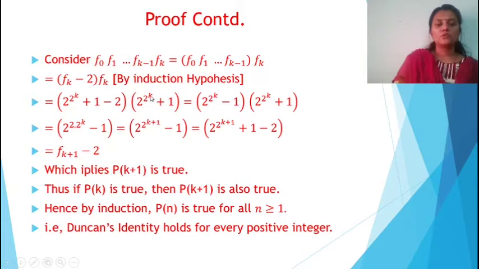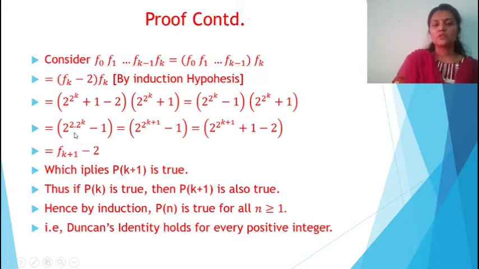So this is 2 raised to 2 raised to k, plus 1, minus 2, into 2 raised to 2 raised to k, plus 1. Plus 1 minus 2 is minus 1, so 2 raised to 2 raised to k, minus 1, into 2 raised to 2 raised to k, plus 1. So this is in the form a minus b into a plus b, so this is a squared minus b squared.